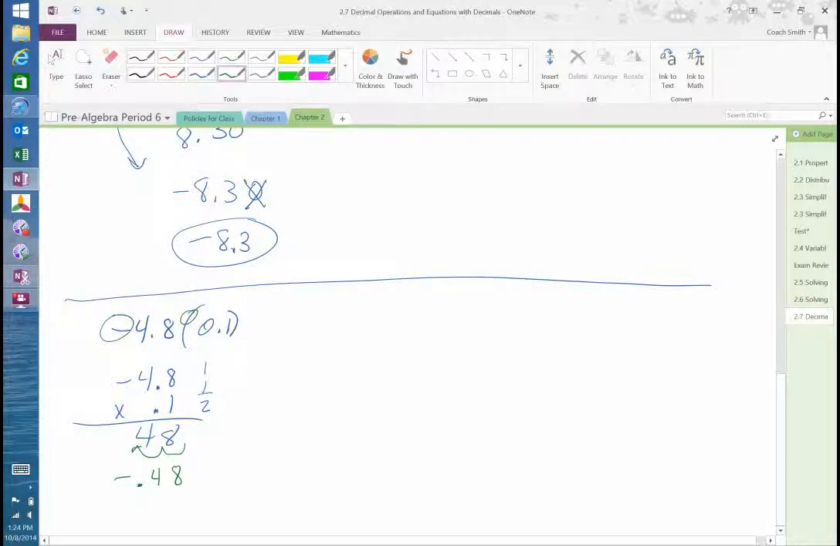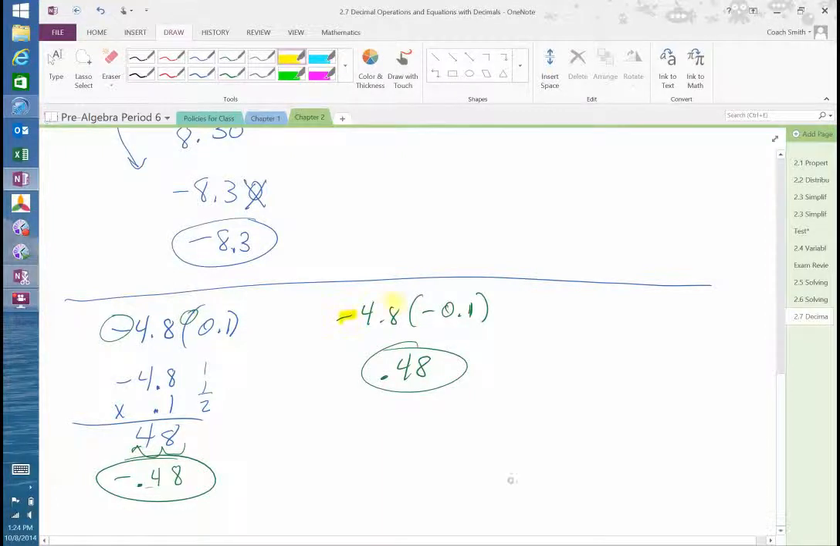Okay? If it was this, negative 4.8 times negative 0.1, rewrite that. Like that, then that's the same thing except it's a positive 0.48. The reason that one's positive is because here we have two negative signs.